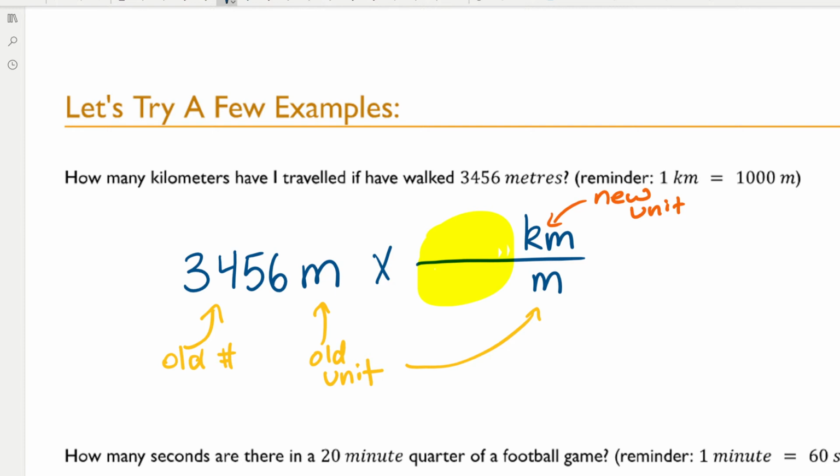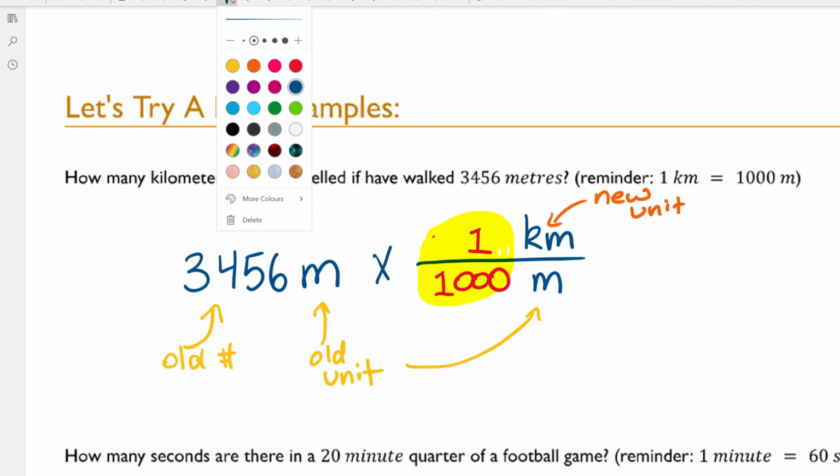If I get the numbers in the wrong place, if I accidentally put 1,000 here and 1 there, you could say it aloud. You could say I went 3,456 meters, and I know there's 1,000 kilometers in every meter. And as soon as you say that out loud, it doesn't make sense. So the nice thing is you know where the numbers go. We know that 1 kilometer is equal to 1,000 meters.